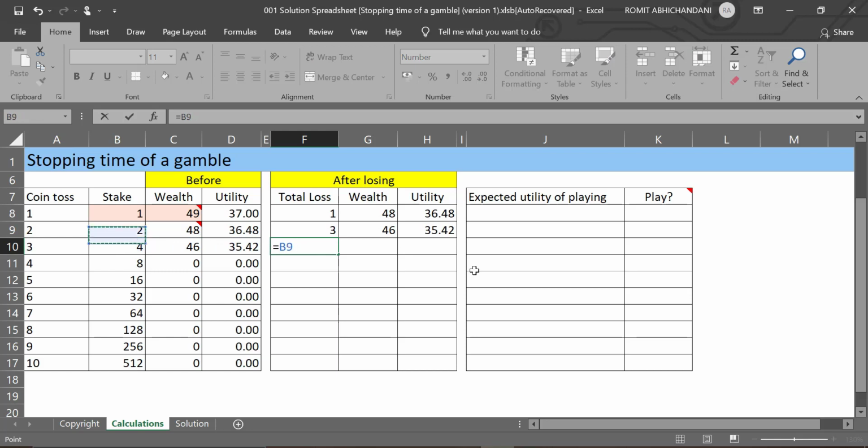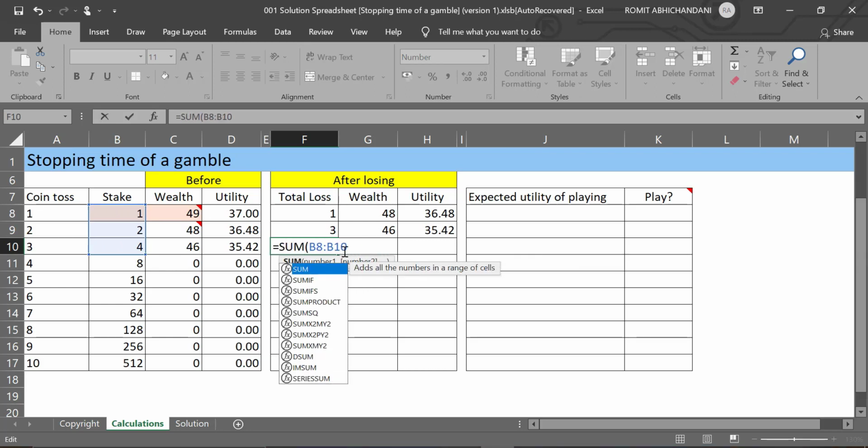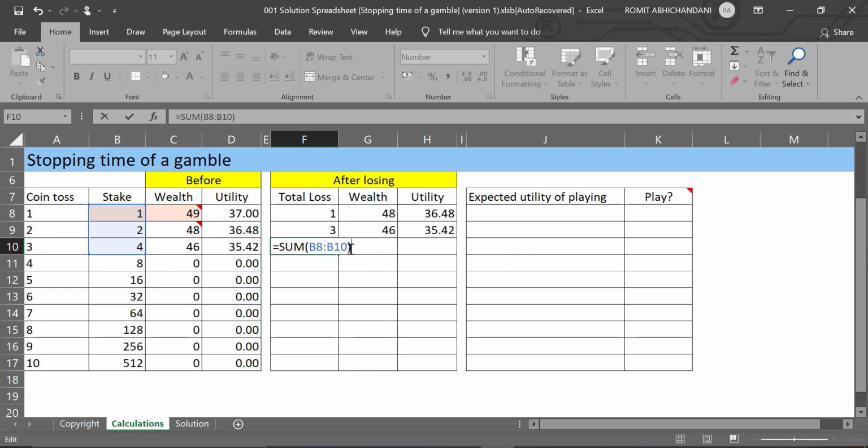It will just be equal to the loss, the amount we put at stake in the first gamble, we lost it. Second gamble we put in and we lost it. Third gamble we put in and we lost it. So it will just be the sum of these 3. Okay. So what I'll do is, I'll just apply a sum formula. And I'll do a sum of these 3 that I've selected, right? It's 7. And then you can just replicate this downward.